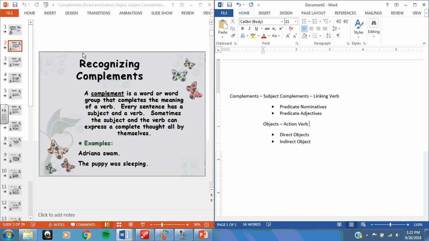So, direct and indirect objects, and also predicate adjectives and predicate nominatives, are all considered to be complements. So as we read over here, a complement is a word or word group that completes the meaning of the verb. Every sentence has a subject and a verb. Sometimes the subject and the verb can express a complete thought all by themselves. So Adriana swam, the puppy was sleeping, right?